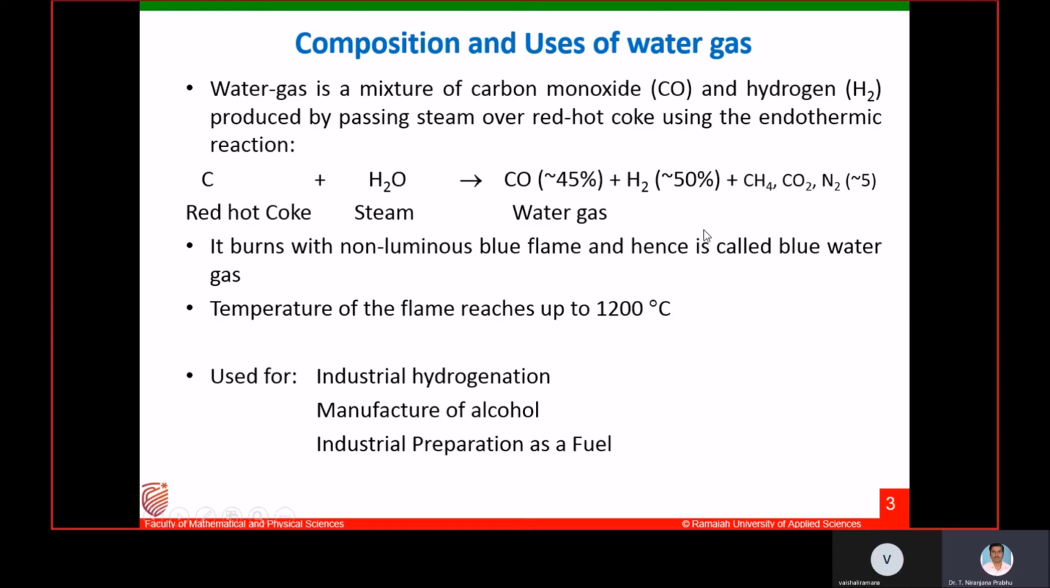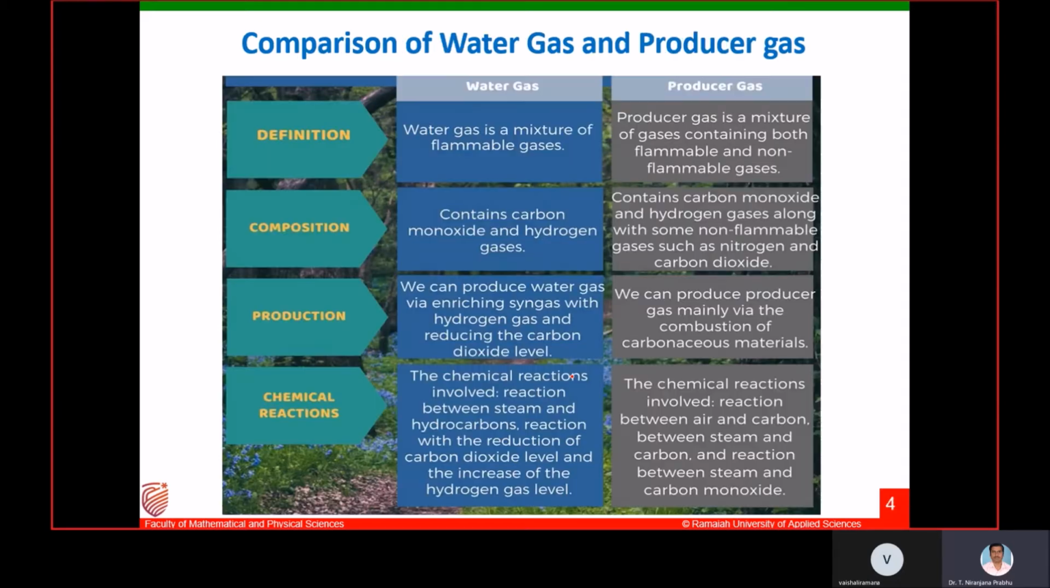This water gas burns with a non-luminous blue flame, and hence it is sometimes called blue water gas also. And the temperature of this flame reaches up to 1200 degrees centigrade. It is used in industrial hydrogenation, manufacture of alcohol, and industrial preparation as a fuel. From water gas we can obtain different products, a mixture of gases containing both flammable as well as non-flammable gases.